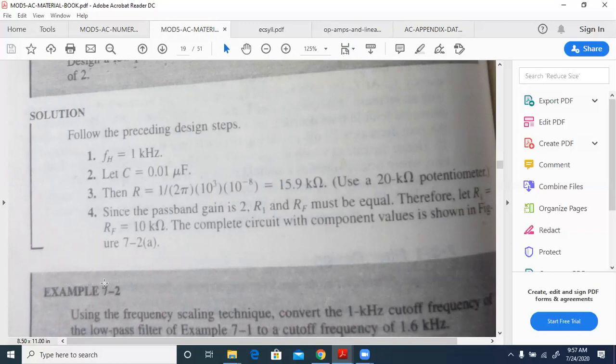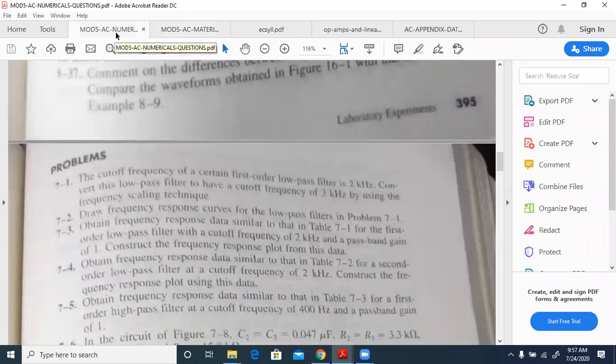The RF and R1 values are not asked here. If you use a passband gain of 2, then definitely you'll get R1 equal to RF. You can choose the value 10 kilo ohm. But the problem given has a second part also, which is 3 kilohertz. So you need to take the original value FH, which is 2 kilohertz, divided by FH dash, which is 3 kilohertz, 2 by 3 into 7.95. That will give us the value, which is 6.5 kilo ohms.